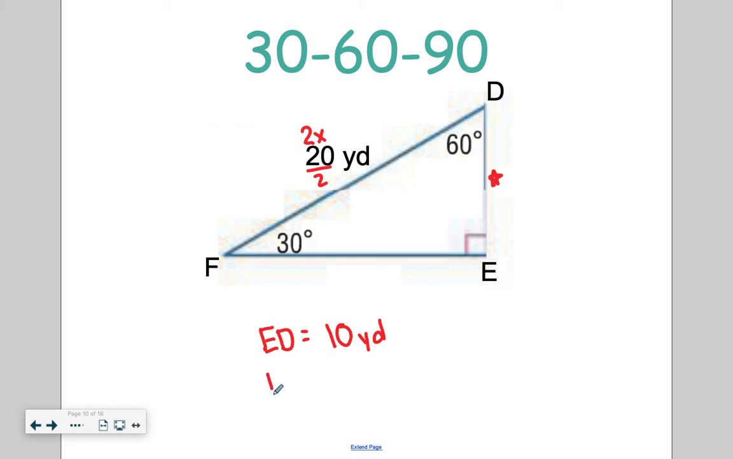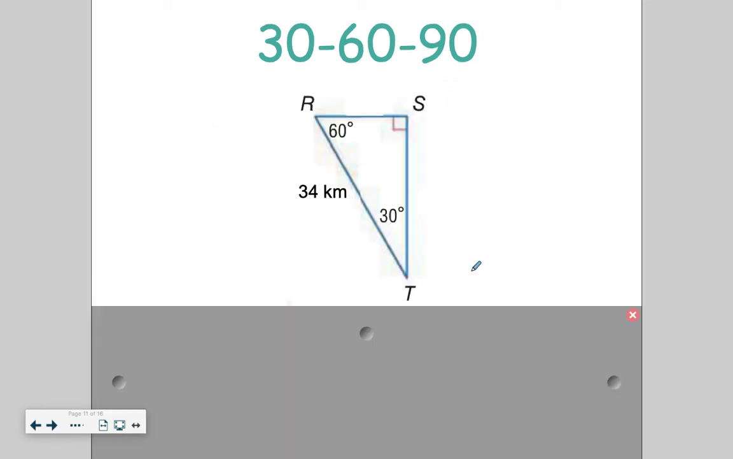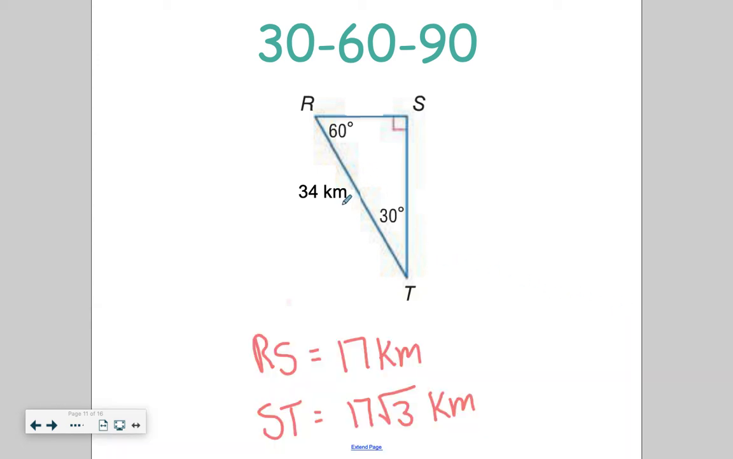And then to find that middle side, EF, we're going to take our short side and multiply it by the square root of 3. So 10 square root of 3 yards for side EF. Go ahead and find the 2 missing sides on your own. They give us the hypotenuse, cut it in half to find our S is 17 and ST is 17 square roots of 3.